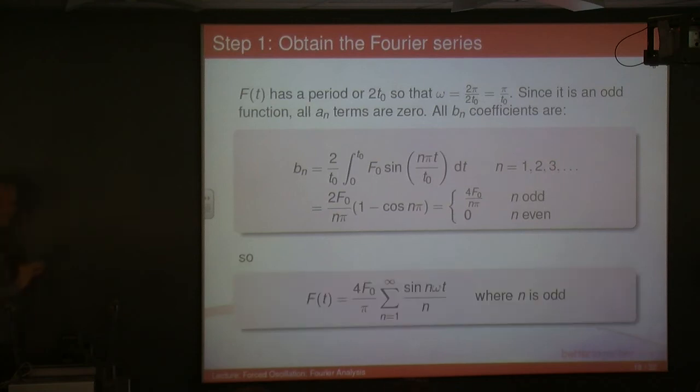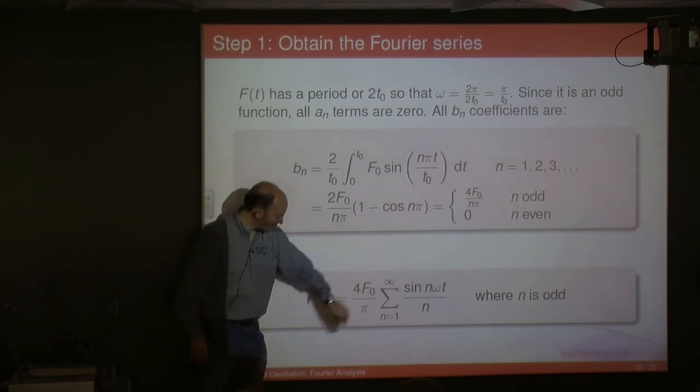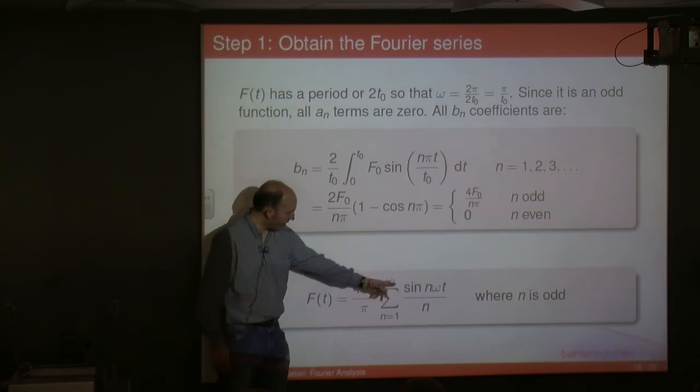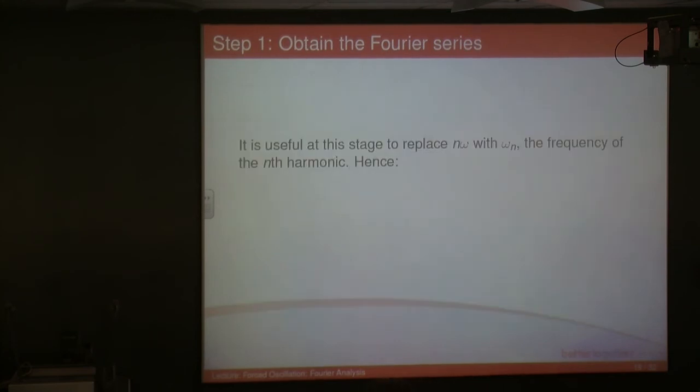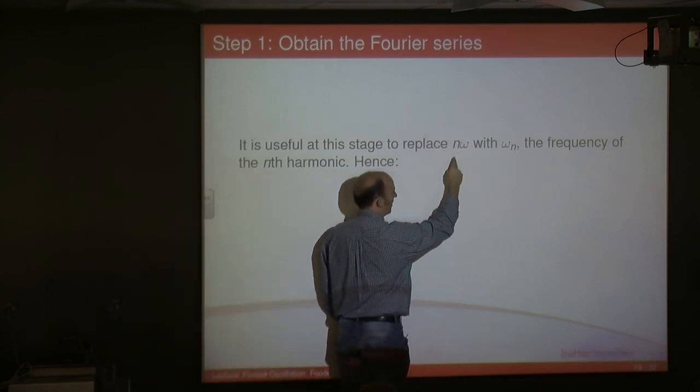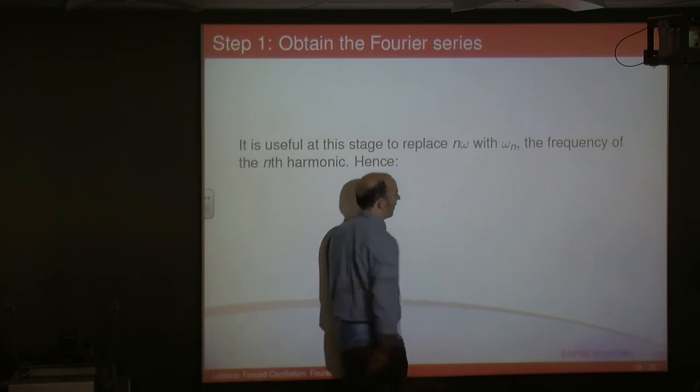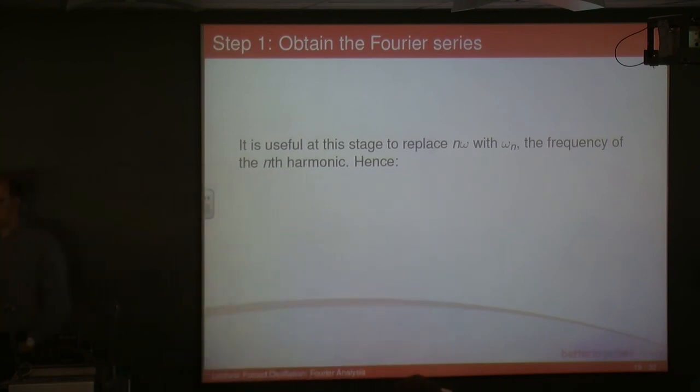And so our forcing function can be written as a sum: 4F_0 upon pi, which is a constant, so it's outside the term, there's no n in there, and then we've got sine(n omega t) divided by n, where n is odd. Now it's useful at this stage to replace n omega with omega_n. It doesn't really matter. n is going to be 1, 3, 5, it's just odd, so we have omega_1, omega_3 and omega_5. When you're referring to the third harmonic, that's 3 times the fundamental, which is omega_3, or 3 times omega.